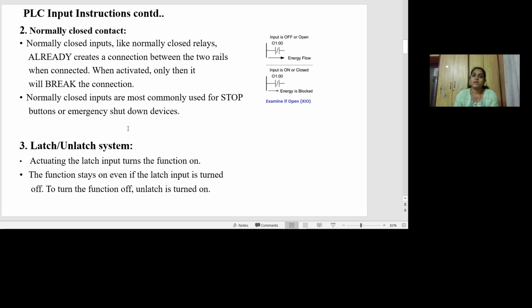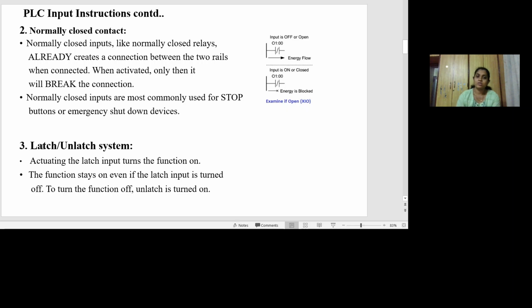NC contacts are used to represent the stop buttons and emergency shutdown devices, whereas NO contacts are used to represent the input devices and sensors which are used to conditionally activate the output. That is, some conditions are to be met in order to activate the output. In such cases, I'll be using the sensors and input devices, which are normally represented as NO contacts.